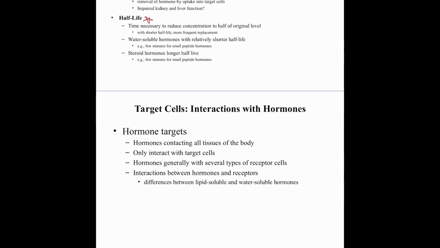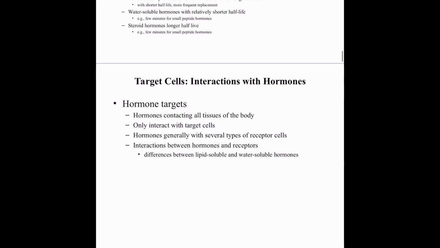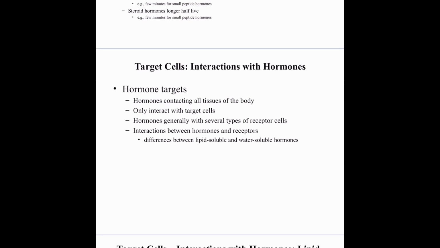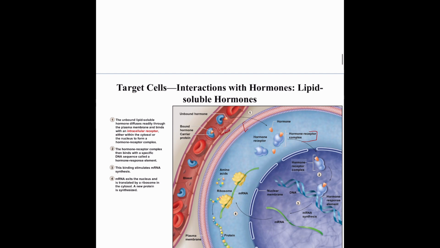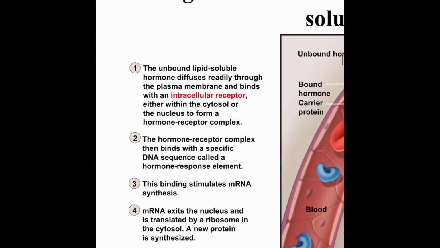Hormones interact with several types of receptor cells, so the interaction between hormones and receptors. So how do they interact? Now we get here: lipid-soluble hormones interacting with target cells. This is a good description of it, I just wanted to bring it up earlier.